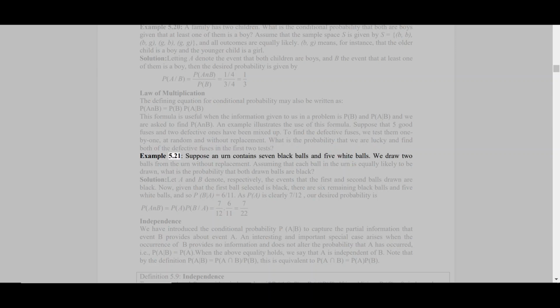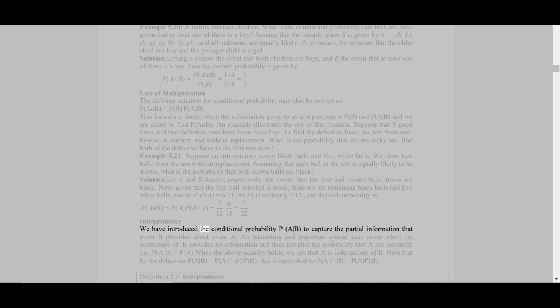Example 5.21: suppose an urn contains 7 black balls and 5 white balls. We draw 2 balls from the urn without replacement. Assuming that each ball in the urn is equally likely to be drawn, what is the probability that both drawn balls are black? Solution: let A and B denote, respectively, the events that the first and second balls drawn are black. Now, given that the first ball selected is black, there are 6 remaining black balls and 5 white balls, and so P(B|A) = 6/11. As P(A) is clearly 7/12, our desired probability is P(A and B) = P(A)P(B|A) = (7/12)(6/11) = 7/22.